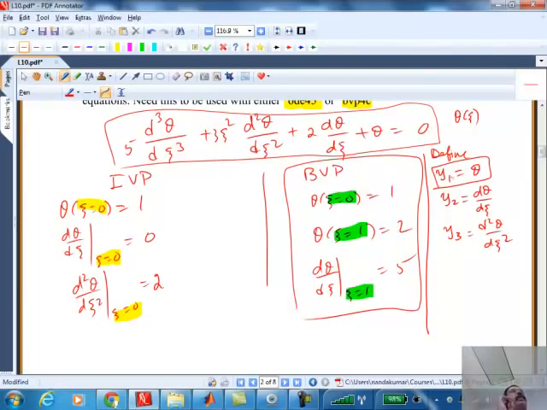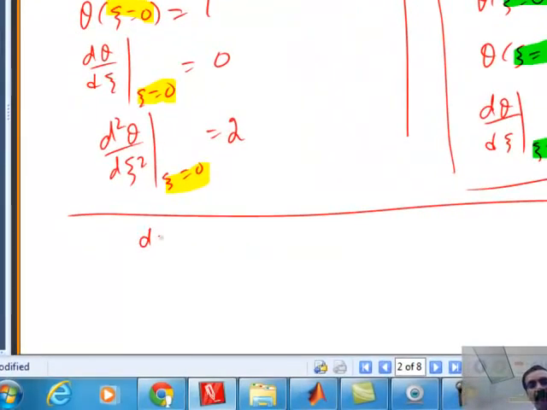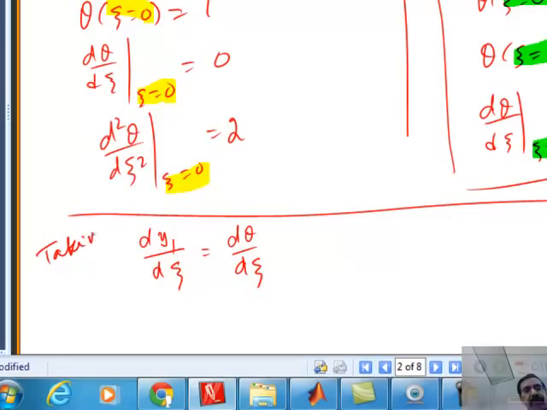Okay, so what I'm going to do is, I've defined three variables, so I'm going to get three equations. How am I going to get three equations? I'm simply going to take the derivative of each one of these equations. So, I'm going to run out of space, let me see. So, dy1 d psi. I'm taking the derivative of the first variable, and that is the same as, on the right hand side, d theta d psi. So this is taking the derivative of each variable.